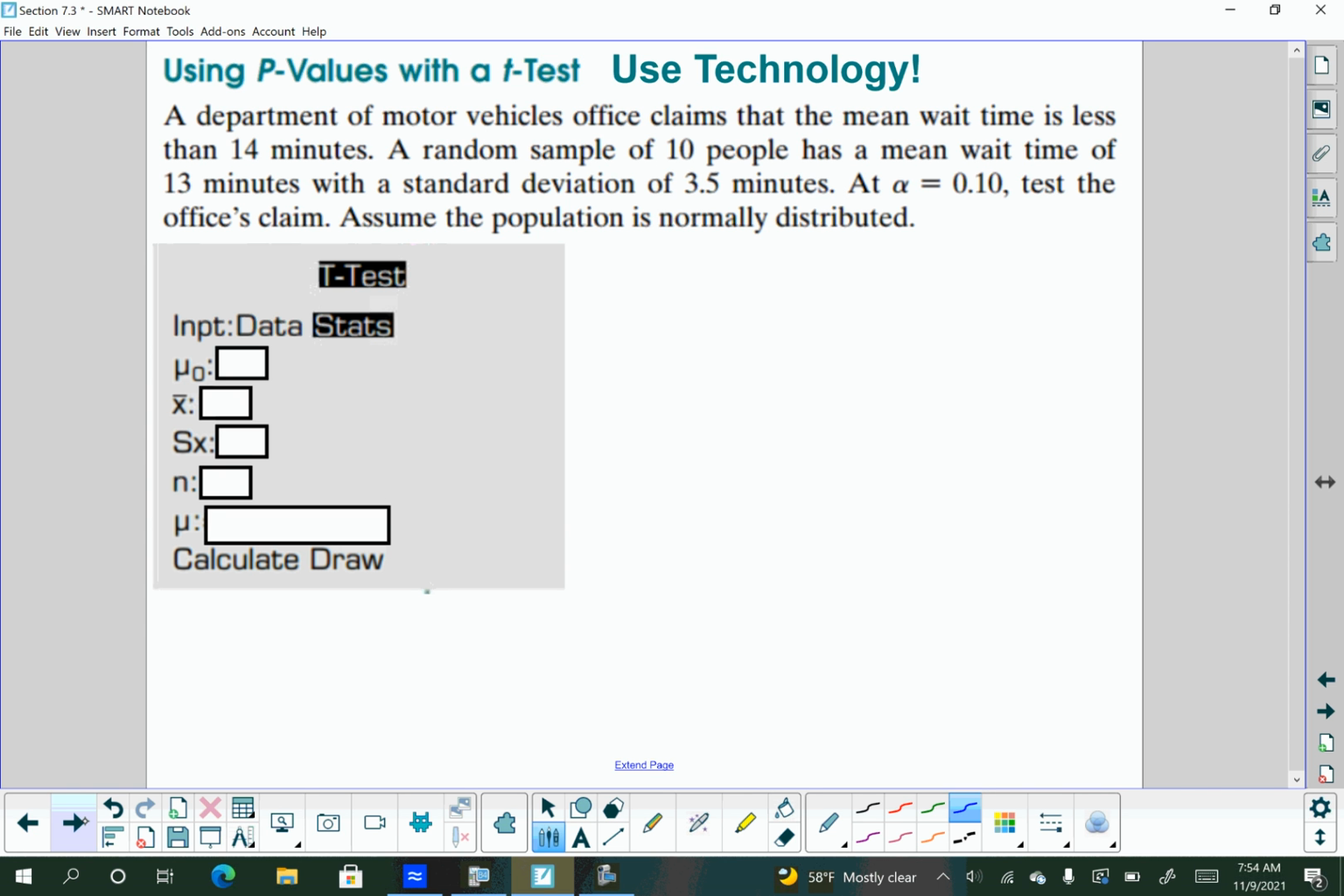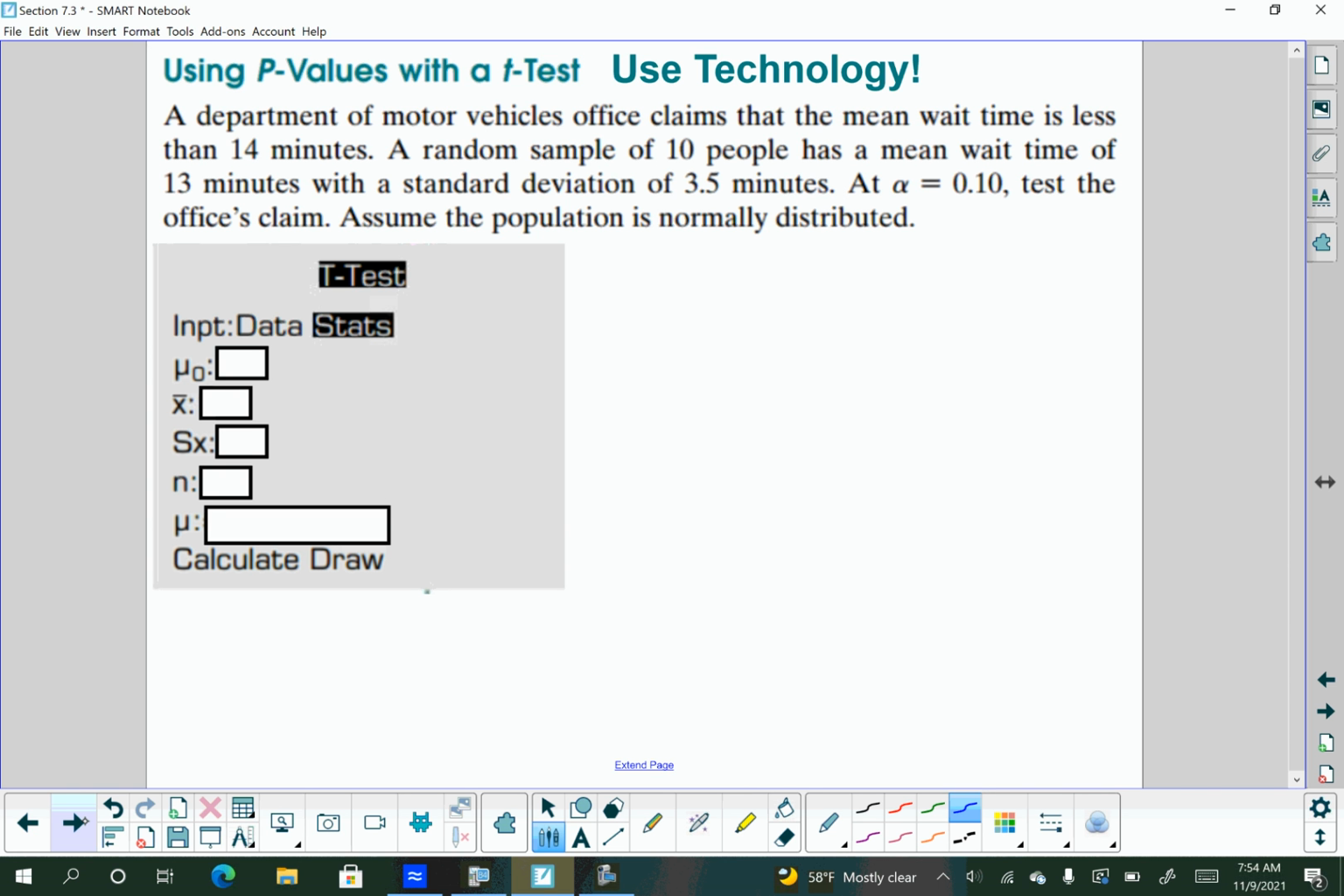And then just like our other tests, we compare the p-value to our level of significance once we find it. So we'll do that in a minute. If the p-value is less than the level of significance, that's when we reject. If the p-value was greater than the level of significance, that's when we do not reject.